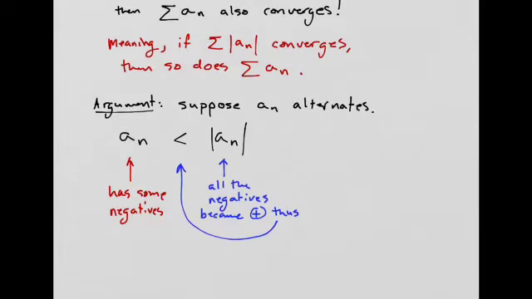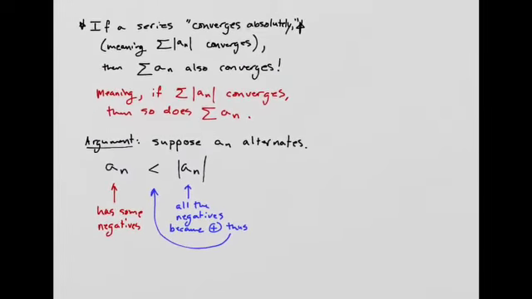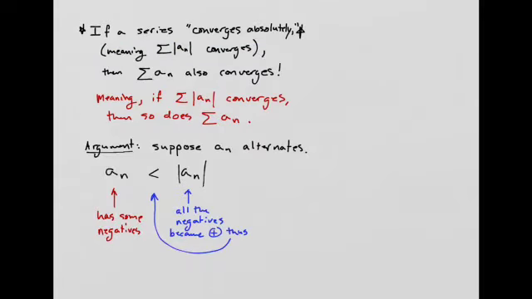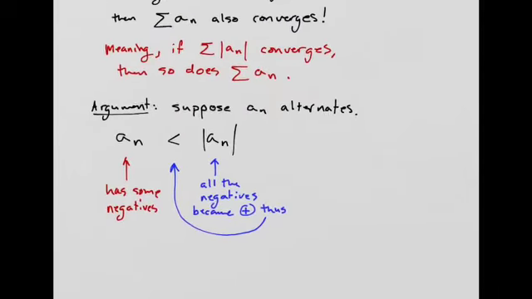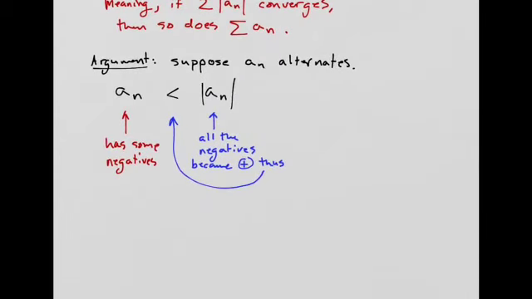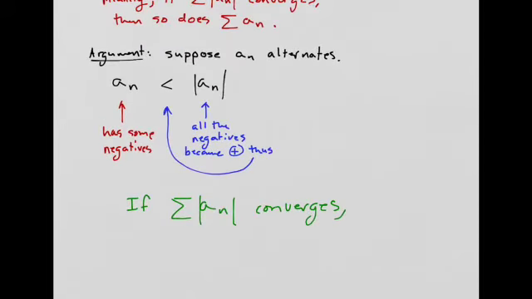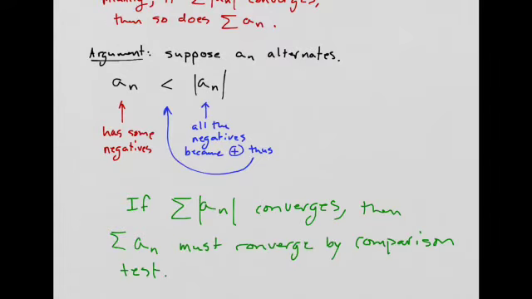And since we have this being bigger than this, what are we saying? If the series converges absolutely, meaning this converges, so if this converges, then this has to converge. A sub n, the regular series, which is smaller, must converge by the comparison test. So that's the whole idea for this.